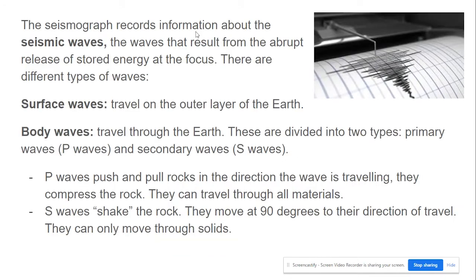The seismograph records information about the seismic waves, the ones that result from the abrupt release of stored energy at the focus. And there are different kinds of waves. Over here, we've got an example of a seismograph writing on some paper. You can see the squiggles. That shows the magnitude of the shaking. And normally these seismographs will be able to record exactly when the shaking started.